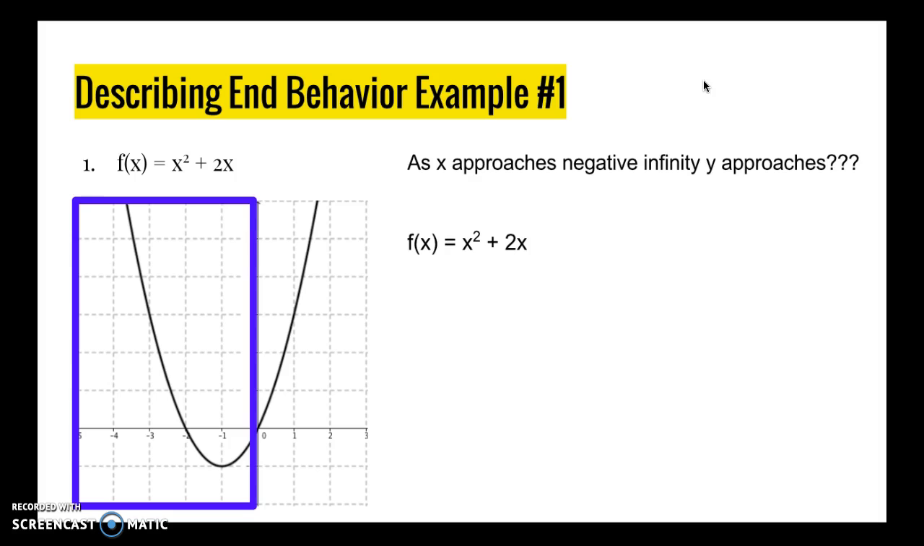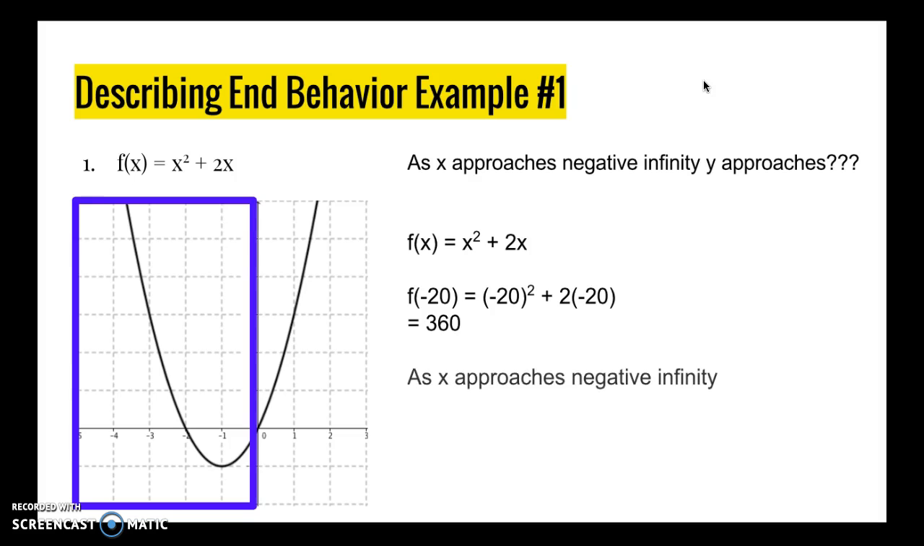Take your same function, and since last time I picked positive 20 because I was on my positive side, this time I'll use negative 20 because now I'm on the negative side of my x values. Again, you can pick whatever value you want, just make sure it's a very large number or very small number, depending on if you're on the positive or negative side. When I substitute that in, my result is 360. Again, my answer is positive, which means as x approaches negative infinity, y approaches positive infinity.